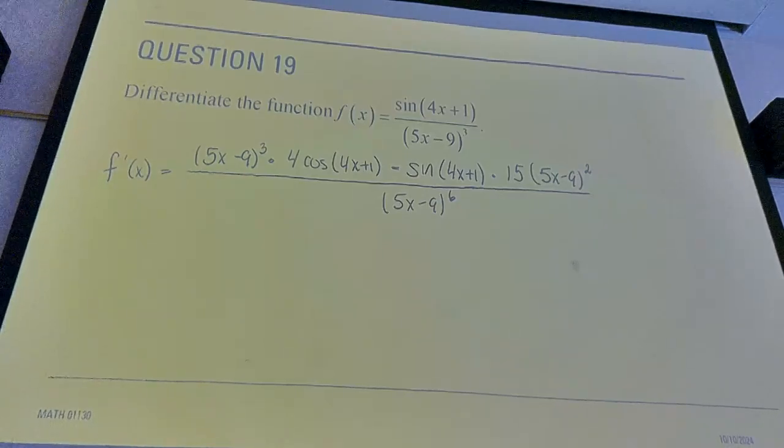Simplify. Factor out 5x minus 9 squared.